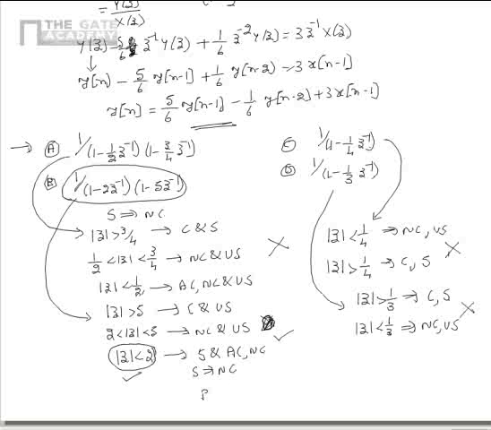From this, we see that option B is the answer. Option B corresponds to the system function in which stability implies non-causality, as mod z less than 2 is the ROC which gives that conclusion.